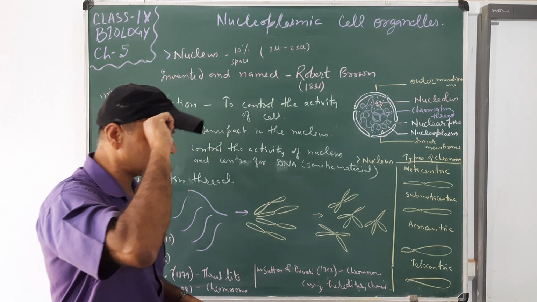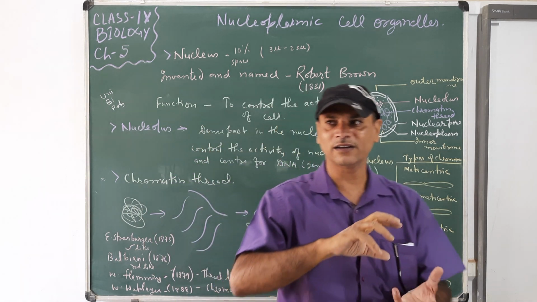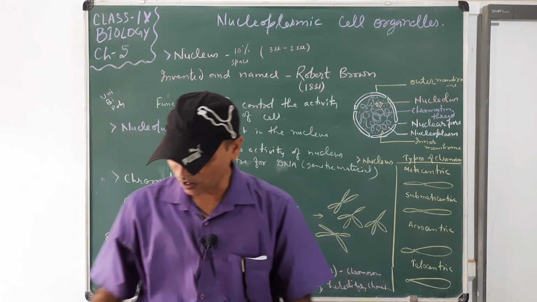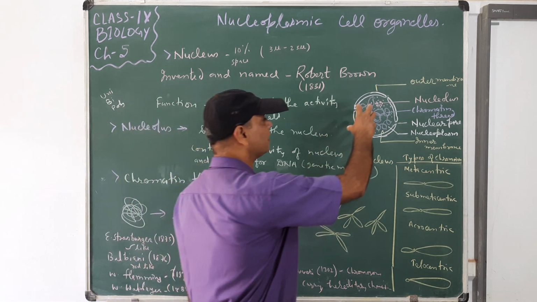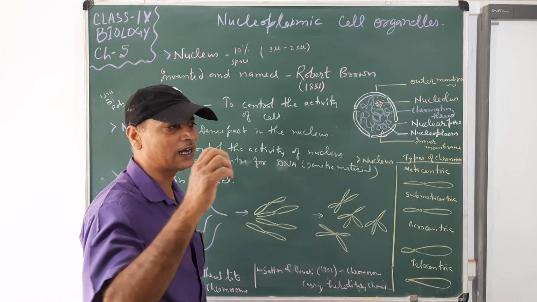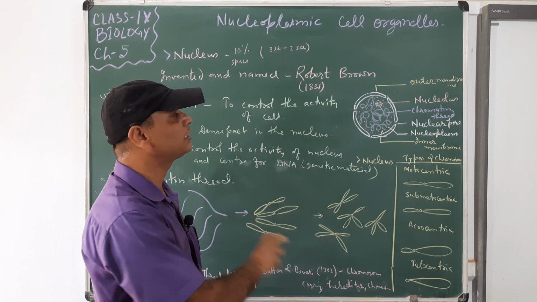You know, the cell is controlled with the help of the nucleus. The nucleus is the brain of the cell. It is able to control all the activity of the cell.